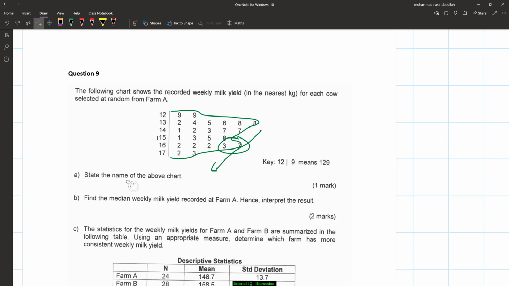So this is a stem and leaf chart, right? Stem and leaf chart. So 12/9 means 129. So find the median weekly yield recorded in farm A and interpret the result. So this is a raw data, right? To find median, the location of median will be n plus 1 divided by 2. So this is how many data we have here. So you need to count lah. 1, 2, 3, 4, 5, 6, 7, 8.